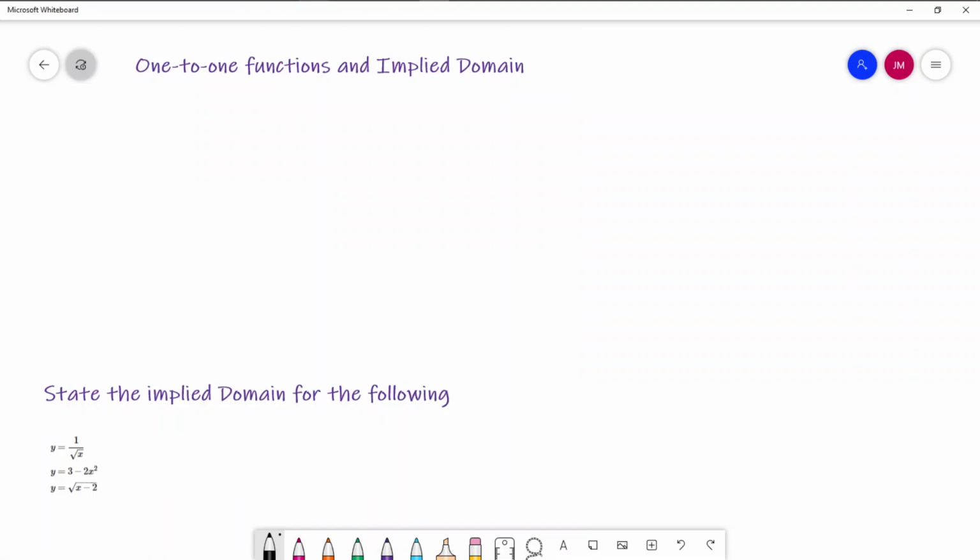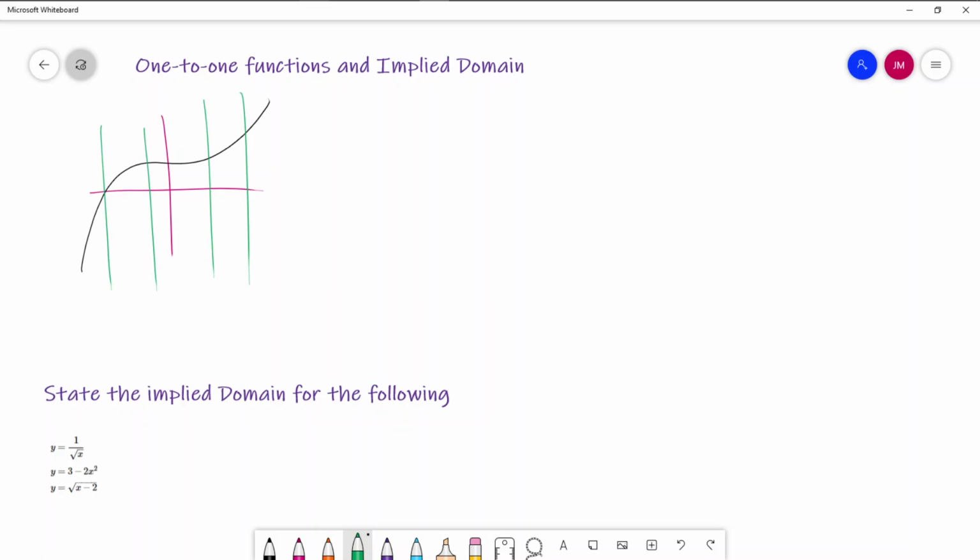Welcome back. This lesson we're just going to be looking at one-to-one functions and implied domains. If you remember when we talked about function notation, we talked about the vertical line test. If we have a graph like this, anywhere we drew a vertical line, if it only crossed it once or zero times, then we could say it is a function. And if it crossed it more than once, we said it wasn't a function.